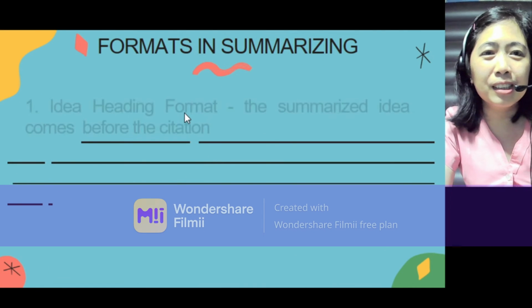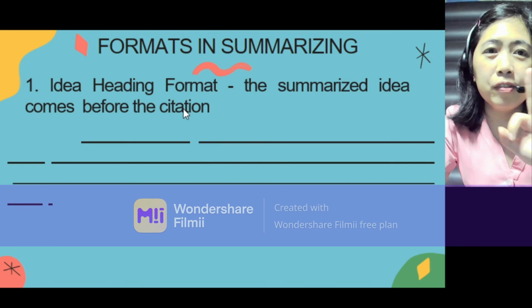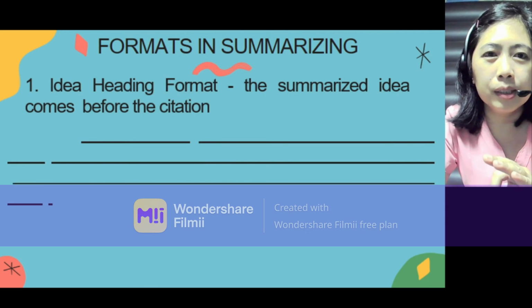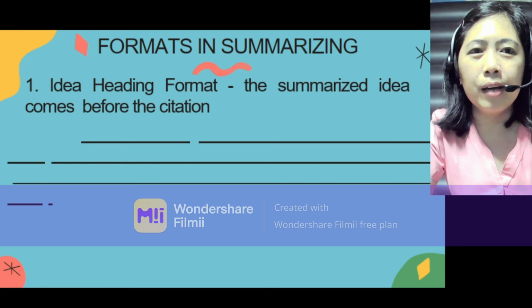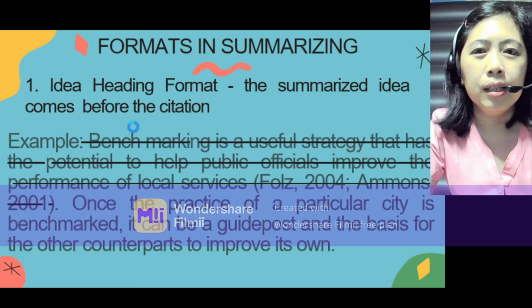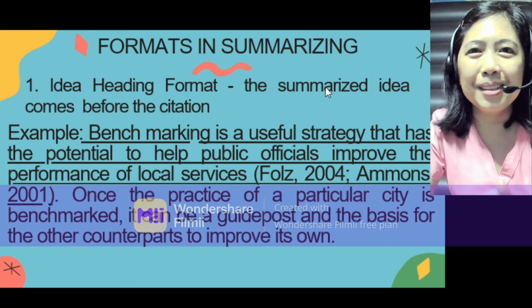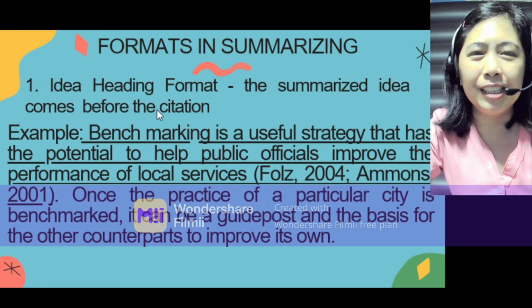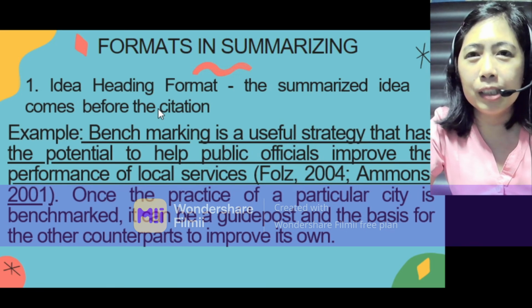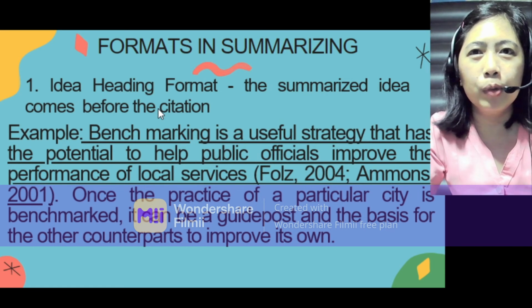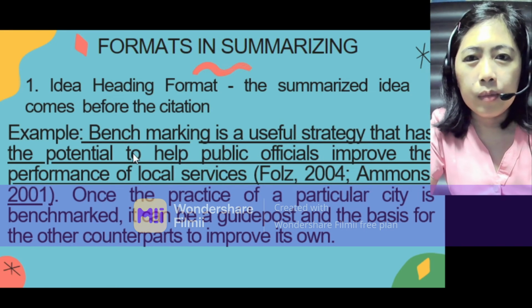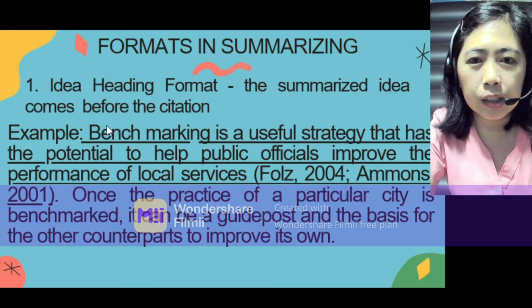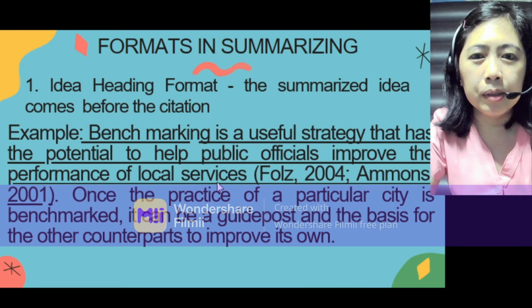Okay, so formats in summarizing. There are three formats in summarizing. Maybe I can extend my camera now. So the first format we have is idea heading format. In idea heading format, the summarized idea comes before the citation. So we remember the steps in summarizing: we need to cite, a good citation. So this is your summary here. The underline is the summary, and the citation is here.